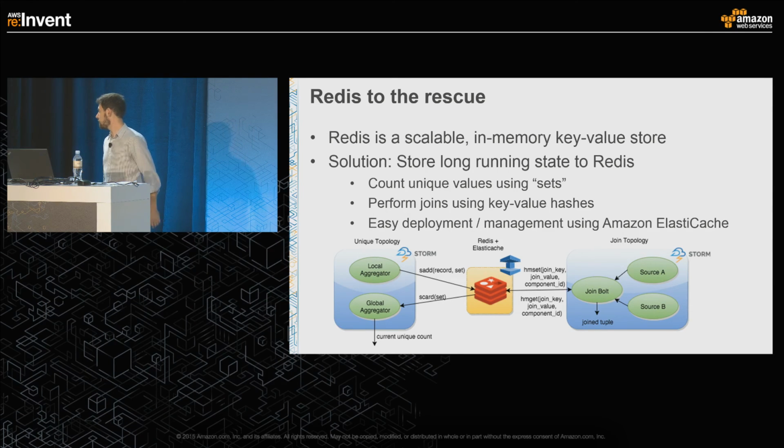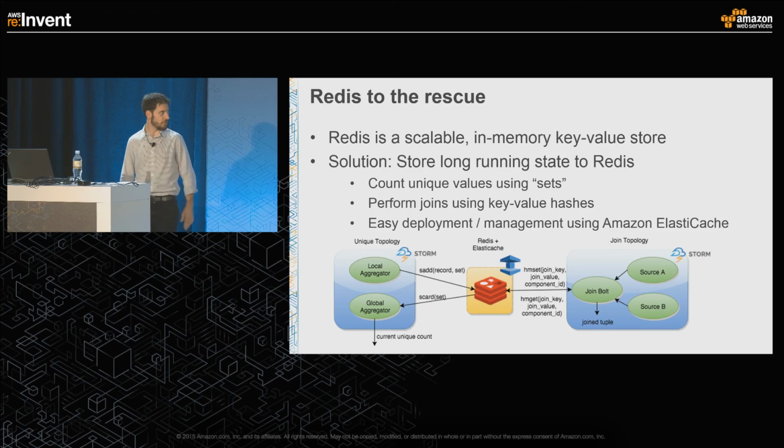It adds those to a Redis key, and then you have another bolt that is an aggregator that gets the cardinality of those sets and outputs it to somewhere. And similarly, that join topology, maybe you have 2 sources, and you have a join bolt that, depending on the situation, might do a hash map set or might do a hash map get, and then eventually output a joined tuple, which you might do some later processing on.